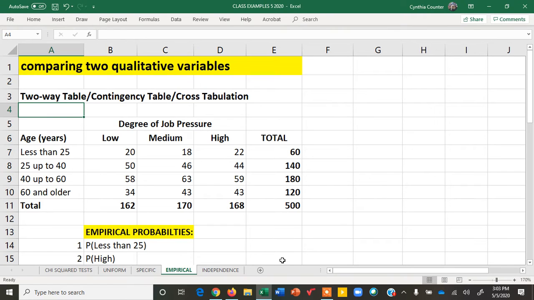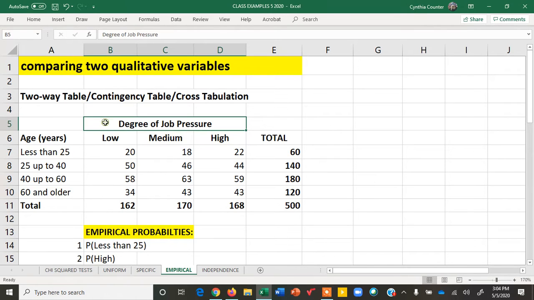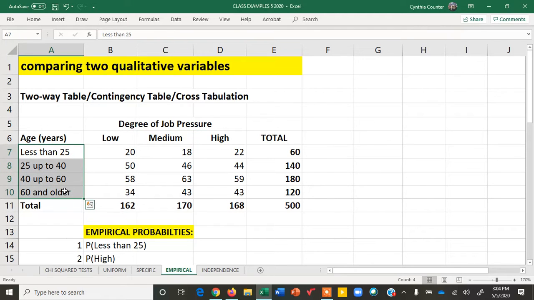Hello everyone. In this video, we are going to look at comparing two qualitative variables using two-way tables, also called contingency tables, or even referred to as a cross-tabulation. You simply have a table with rows and columns. The columns are assumed to be your independent variable. So our independent variable is degree of job pressure. The rows are the dependent variable, in this case, age in years.